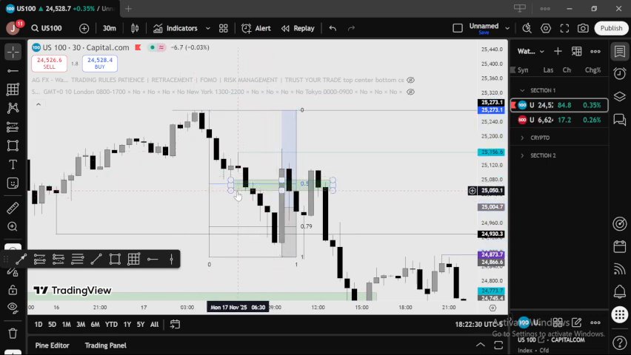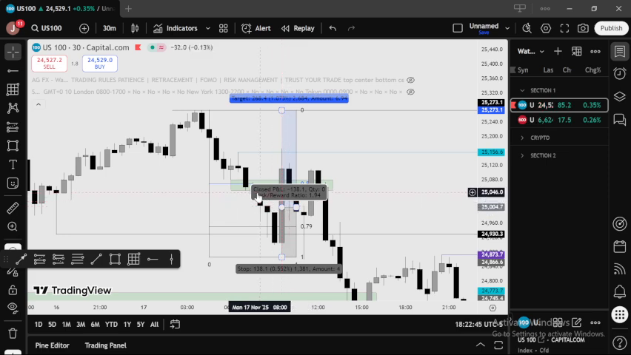Also, in the fair value gap that I was talking about, the 1 hour fair value gap, this one, it was at the area of, what's it called again? Equilibrium. So price could have very much reversed from this area, and I could have gotten break even, but it didn't.